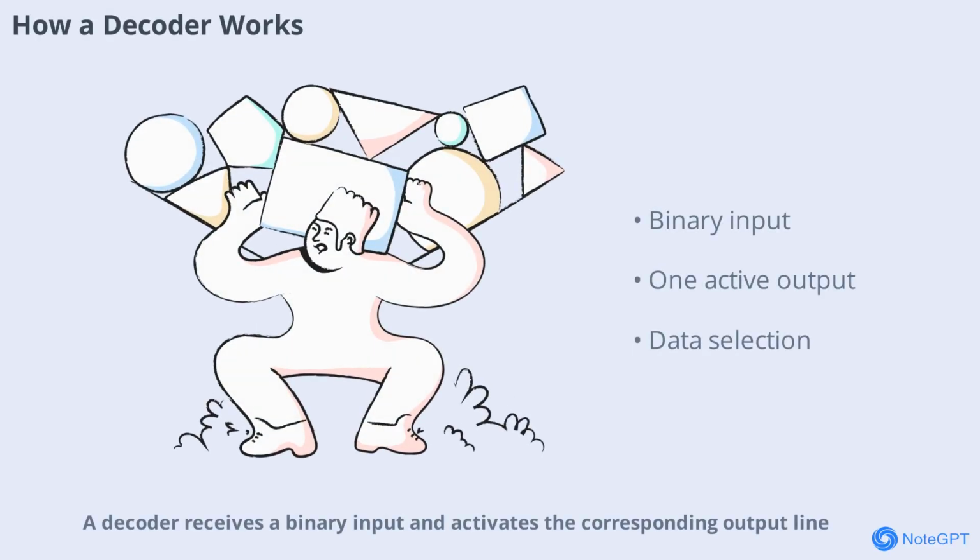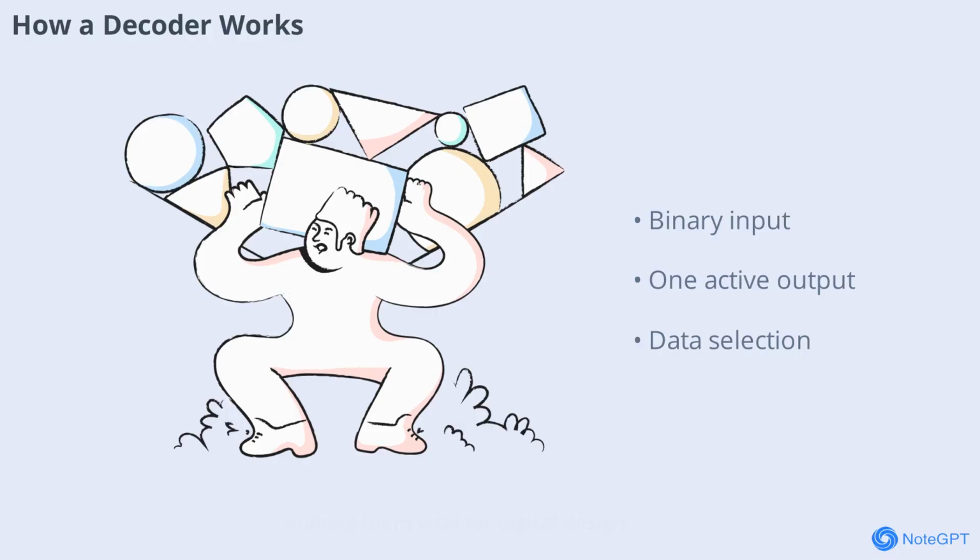A decoder receives a binary input and activates the corresponding output line. For example, a 2-to-4 decoder takes a 2-bit input and activates one of 4 outputs. Decoders are used in memory systems, display drivers, and data selection circuits, making them vital for digital design.